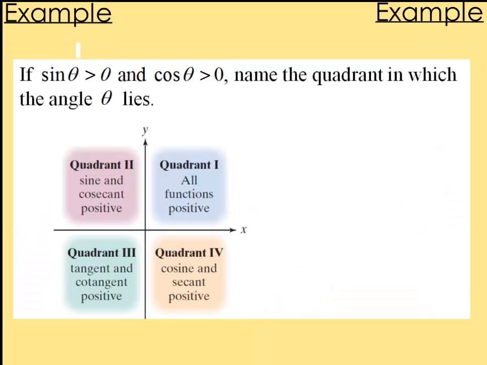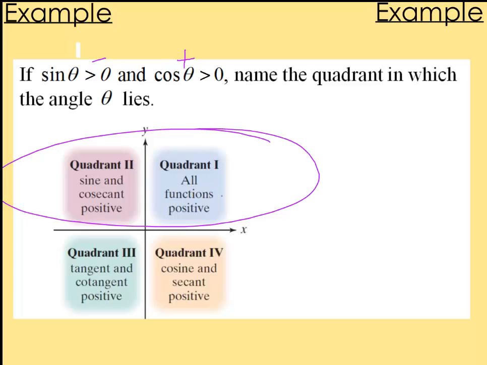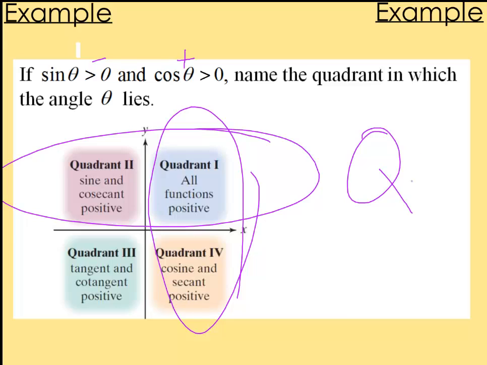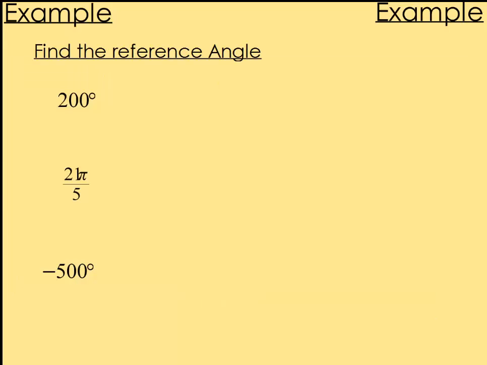Next one. Pause the video. All right, if sine of theta is positive and cosine of theta is positive, name the quadrant in which angle theta lies. Well, sine's positive in these ones, and cosine's positive in these ones, so the overlap is in quadrant 1.